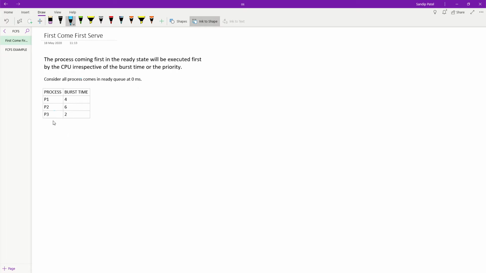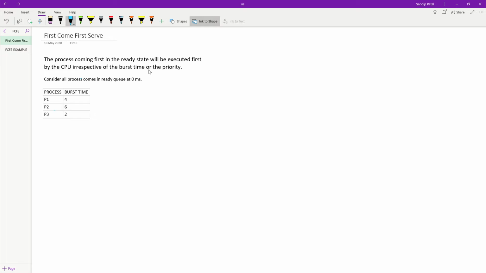Now all these processes are available in the ready queue, and we are assuming that each process comes into the ready queue at 0 millisecond. So here we are not considering any different arrival times. All are available into the ready queue at 0 millisecond, so all are ready for the execution. Now how will the process be selected by the scheduler? That is the algorithm we are using, first come first serve. So obviously from first come first serve we will select the first process, that's P1, right?